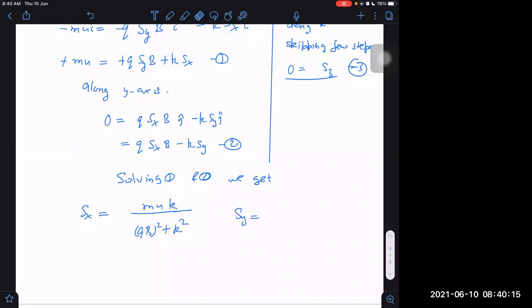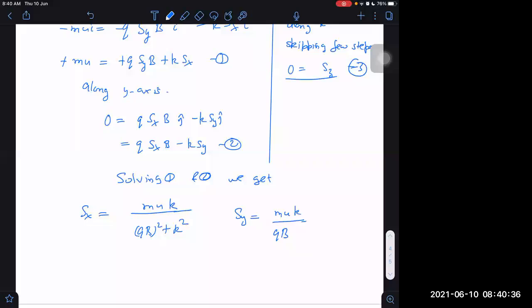Mu into QB by QB whole square plus K square, mu into QB by K square plus QB square. Okay. Next is MU into K by MU into QB.